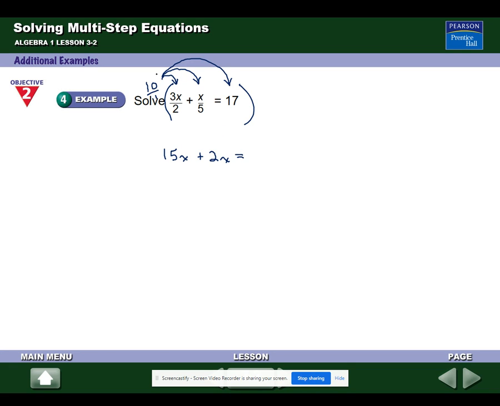And don't forget to multiply the other side by 10. In a way, I like to show it by distributing, but in a way, it's really just you're multiplying the left side by 10 and then the right side by 10 like this. Okay? Think of it either way. That's going to be 170.